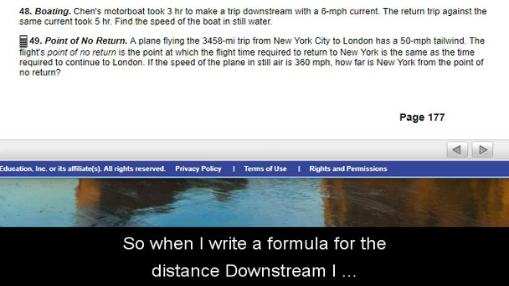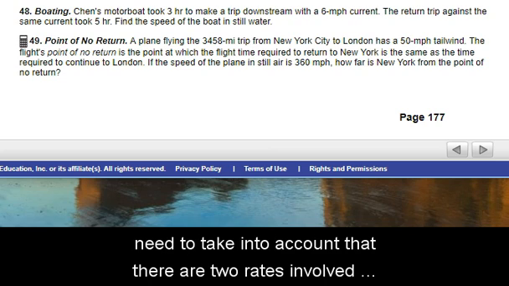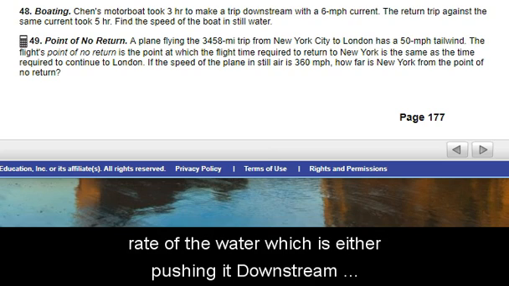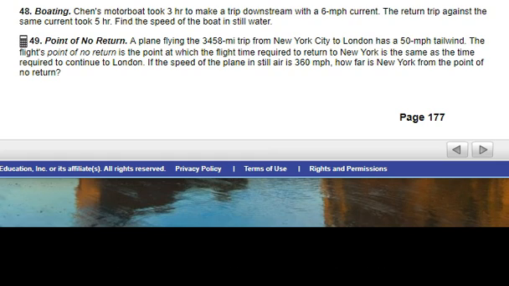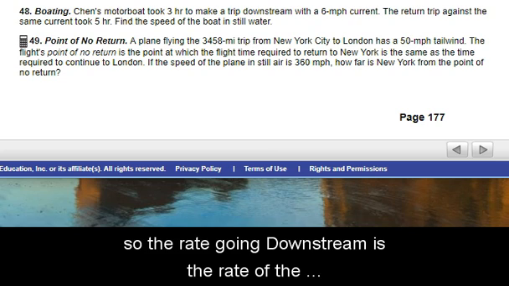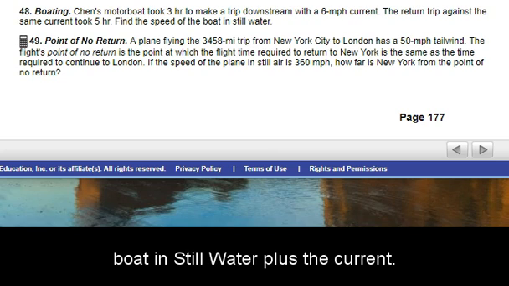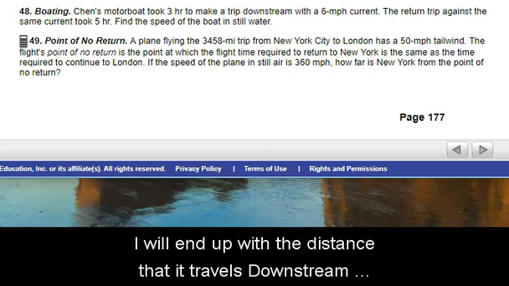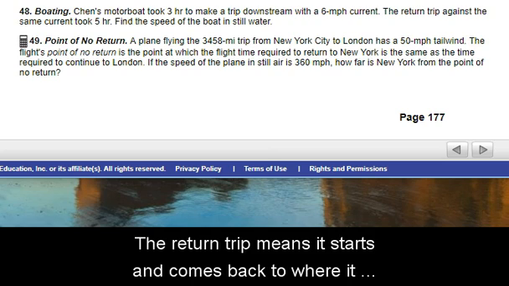So when I write a formula for the distance downstream, I need to take into account that there are two rates involved. The rate of the boat itself, which I can call R, and the rate of the water, which is either pushing it downstream or going against it going upstream. Going downstream, that would be 6 miles per hour. So the rate going downstream is the rate of the boat in still water plus the current. And then when I multiply by time, I will end up with the distance that it travels downstream in those 3 hours. The return trip means it starts and comes back to where it started.